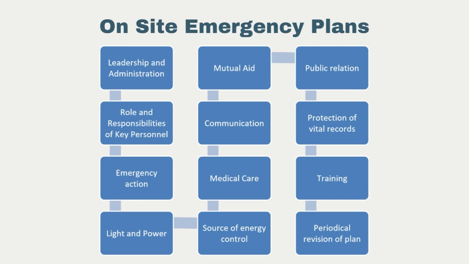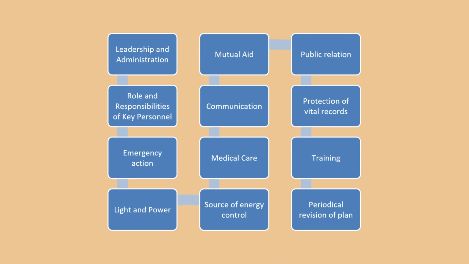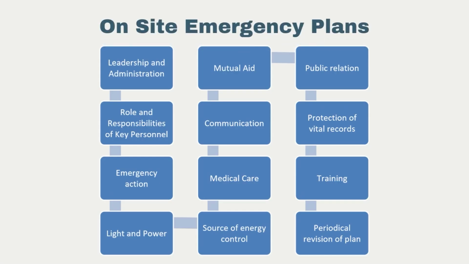In the case of an on-site emergency plan, the important things are first and foremost the leadership of the top bosses and the effective administration. Then the roles and responsibilities of the key personnel have to be defined clearly. The emergency action has to be prompt. Provision of light, power, and source of energy control has to be taken care of. Prompt medical care, including triaging and first aid. Communication within the organization, within the industry, and to outside if needed.